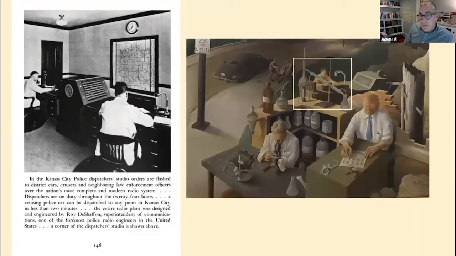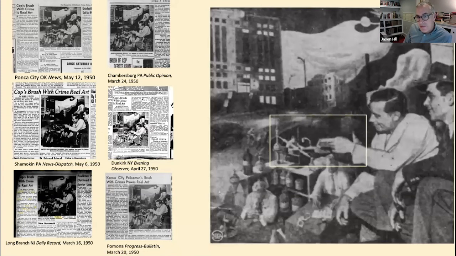From his central and bunkered position, Murray's dispatcher mediates between the new scientific techniques of police work and the presumptively fearsome city that these would police. And the press gladly amplified and extended Murray's enthusiasm for the dispatcher's station. In the spring of 1950, a photograph of him explaining his painting to a colleague was syndicated by the NEA News Service and published in dozens of US newspapers.